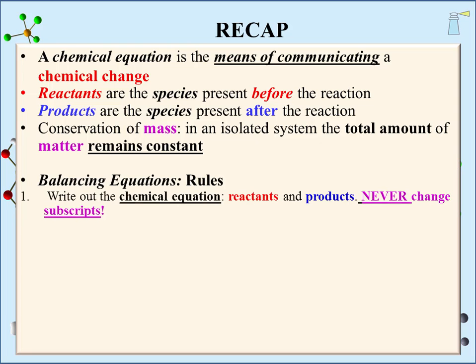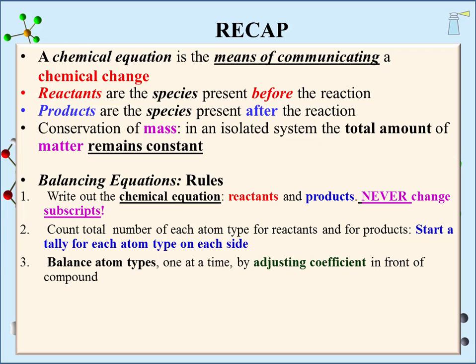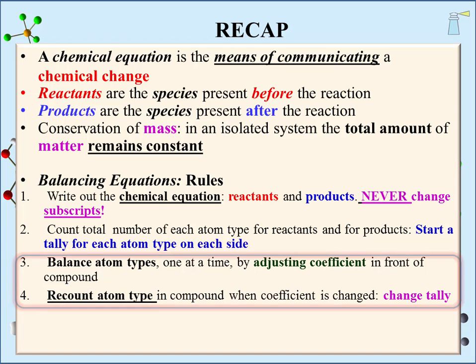Begin by writing out the chemical equation, reactants and products. Never change the subscripts. Count total number of each atom type for reactants and for products. Start a tally for each atom type on each side of the reaction. The tally is how we keep track of the changes made in balancing the equation. Balance atom type, one at a time, by adjusting coefficients in front of a compound. This is the art of the process. If the coefficient is changed, recount atom type in that compound. Steps 3 and 4 are repeated as needed.